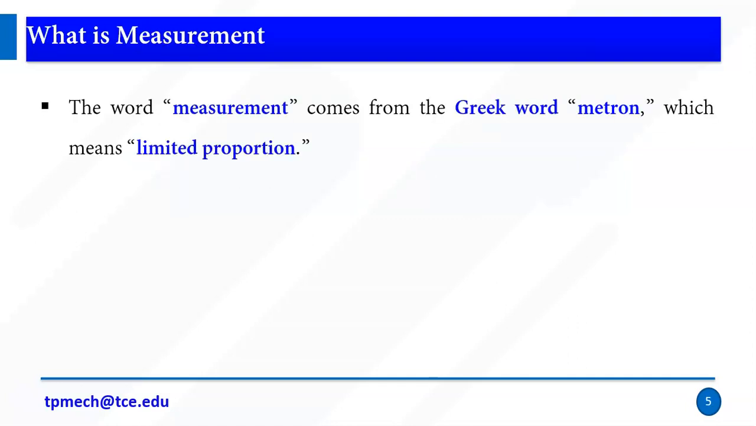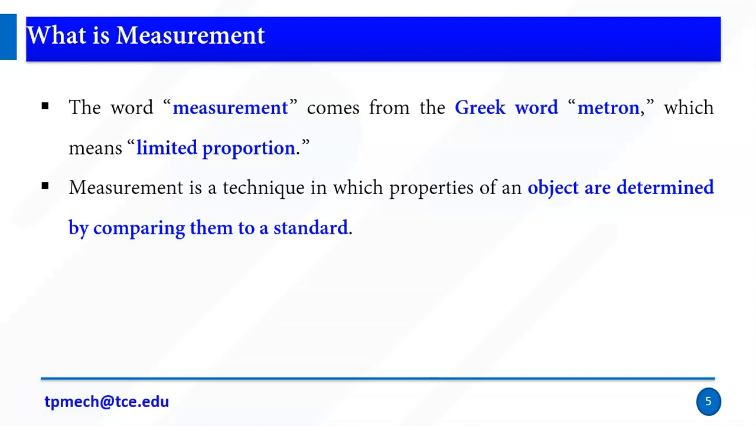I begin with the measurement part. What is measurement? The word measurement is derived from the Greek word metron, which means limited proportions. Limited proportions means, for example, proportionality or ratio. If you measure a length and say 10 units, the 10 is derived from 0 to 10. You have some standard value, and how much deviation there is from the standard is called measurement. It is derived from the Greek word metron.